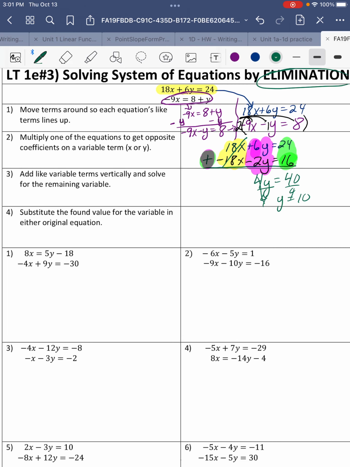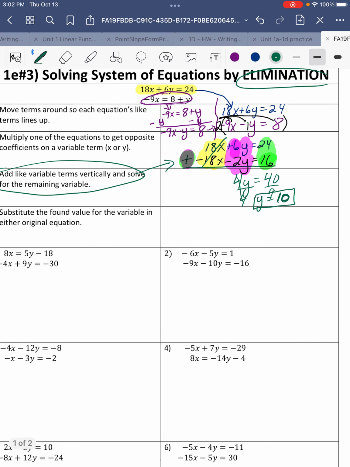So we added vertically, and that's actually, I jumped right into step 3, add variables vertically. That's what we did here. So the y equals 10. Now this is just like substitution, where we had y equal to 10. We need to figure out what the x variable is. So now we're going to substitute the found value for the variable in the original equation.